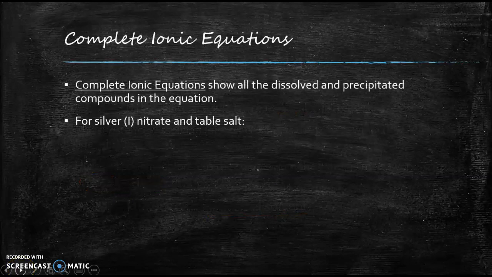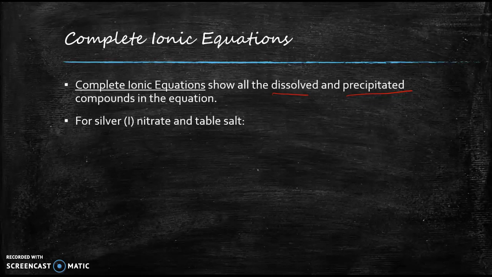A complete ionic equation shows all of the dissolved and precipitated compounds in our equation. For example, we have silver 1 nitrate and table salt. Just by being given the names of these two compounds, we can create a complete ionic equation and a net ionic equation. We will work on the net ionic equations next.